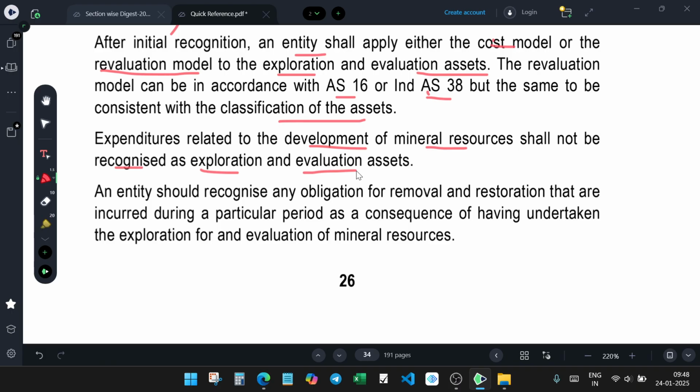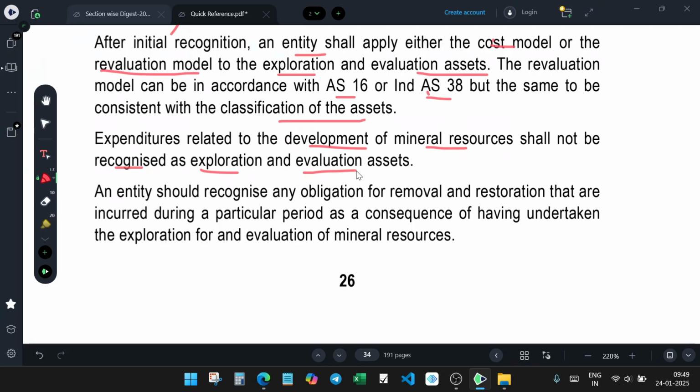The expenditure incurred related to development of mineral resources shall not be recognized as exploration and evaluation. What is this development of mineral resources? Sir, before getting this lease, we bought some land.